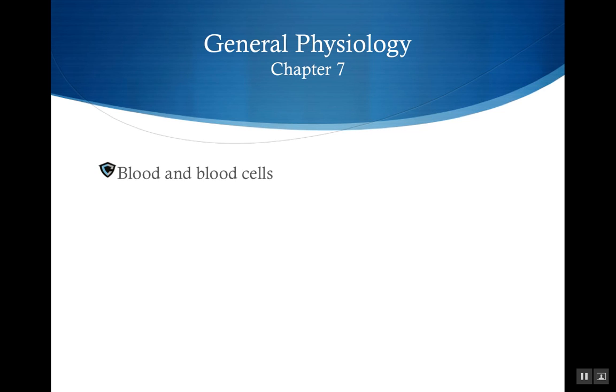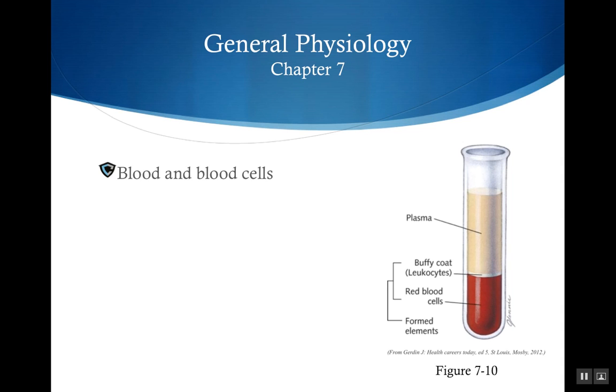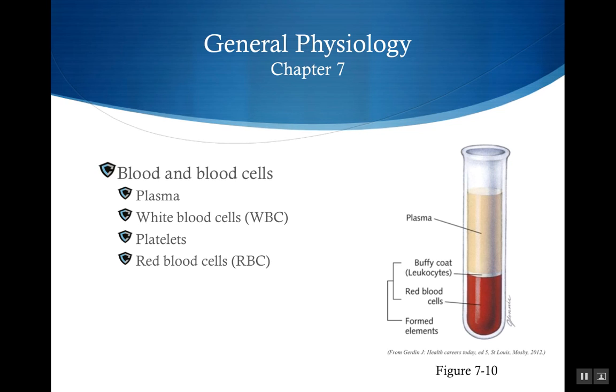The textbook is wrong because it lists the plasma as a solid, but it should say that the red blood cells, white blood cells, and platelets are solid parts or formed elements. Okay, so we've got our plasma, our white blood cells, our red blood cells, and the platelets.